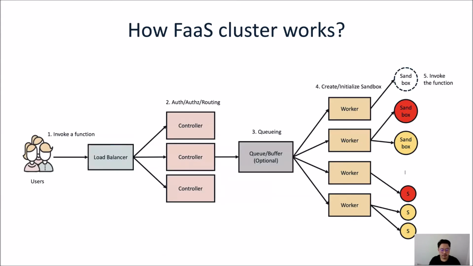And before we talk about performance, let's look into the general architecture of a FaaS cluster. One thing to note here is that workers create and initialize the sandbox at the invocation time. So it means that invocation time may include the sandbox creation and initialization. We call this cold start. And if an already initialized sandbox is reused, then we call it warm start. Surely warm start is much faster than cold start.